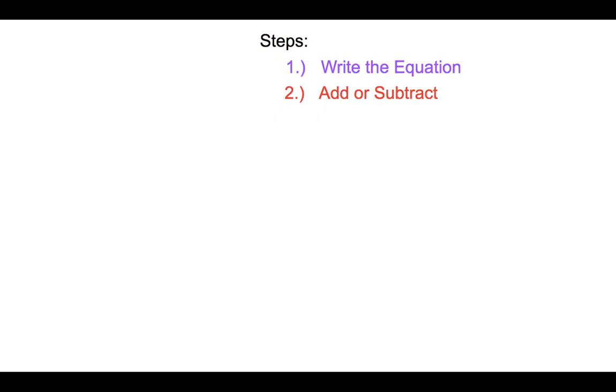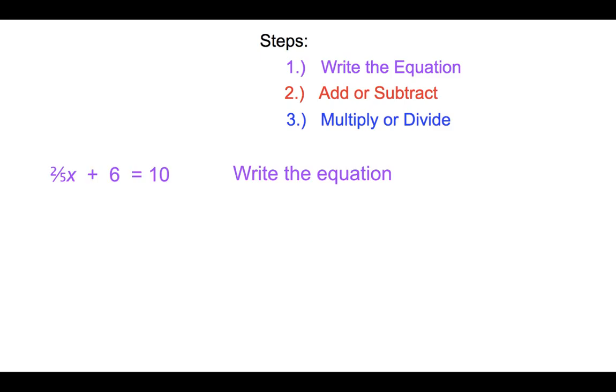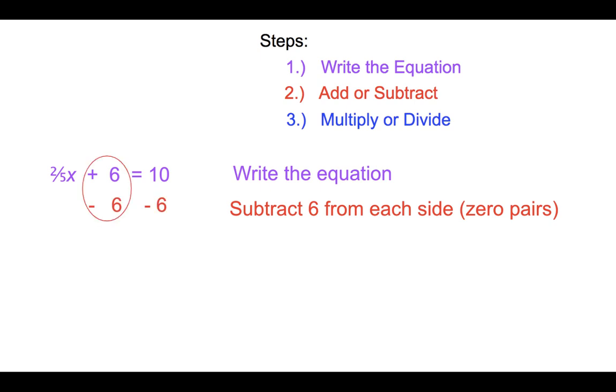All right. Again, write the equation, add or subtract, multiply or divide. So first we're going to write the equation. Oh, this one looks a little harder. We've got a fraction here, so it's harder to do this one. Sometimes students say that they can do it in their head, but this one would be very difficult to figure out in your head. Again, what's more important is that you show your understanding by showing all the steps. So we're going to subtract 6 from each side. I make my 0 pairs and I end up with 2/5 x equals 4.